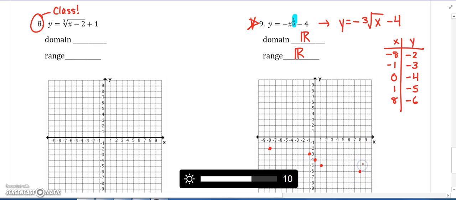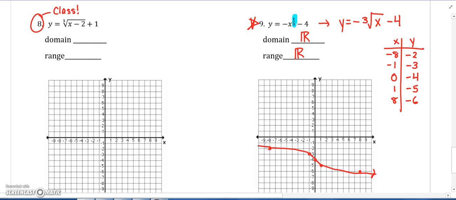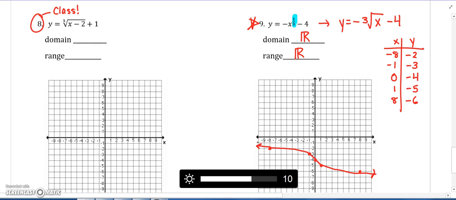Alright? Don't forget to double check your domain and range also. Now, if you have any questions at all, write them down or try rewatching because sometimes that can help a little bit. Otherwise, ask away in class and we'll see you then.